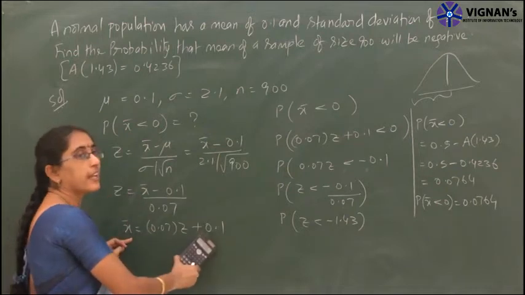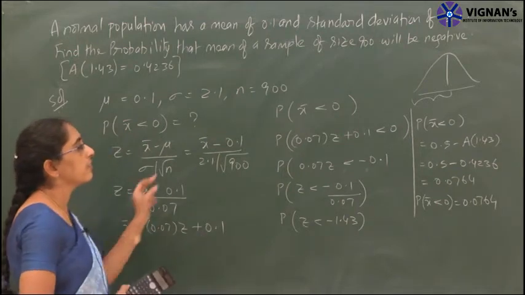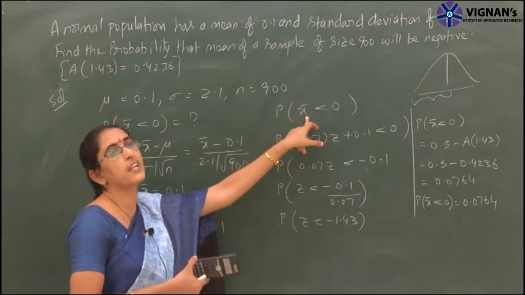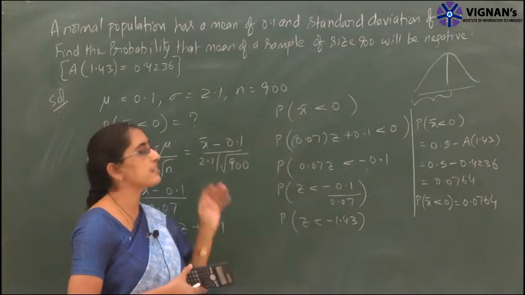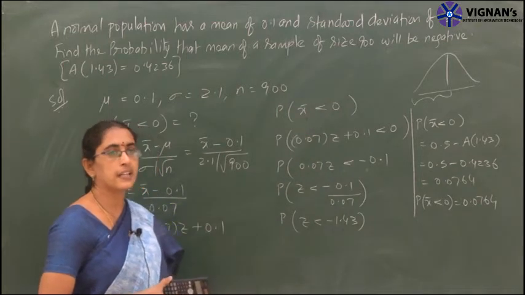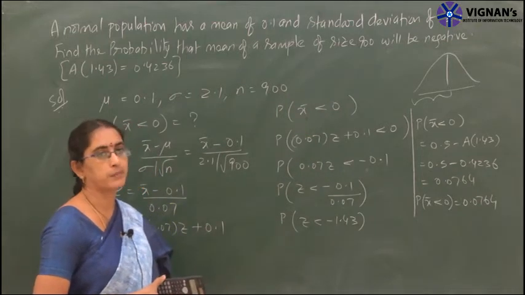So when nothing is mentioned about the sample mean condition, then directly using this z formula we can simplify the x bar, and that we can substitute in whatever we have to find, that is probability of x bar whether less than 0 or greater than 0. Okay, is it clear? I hope you understand this problem.